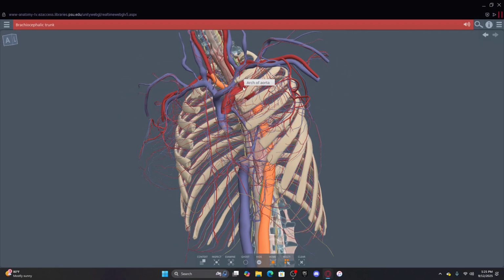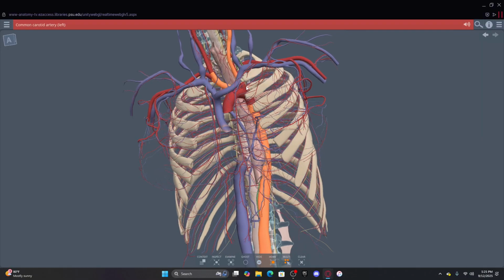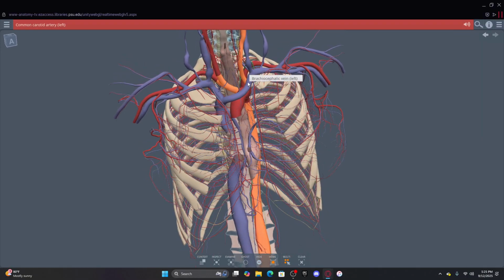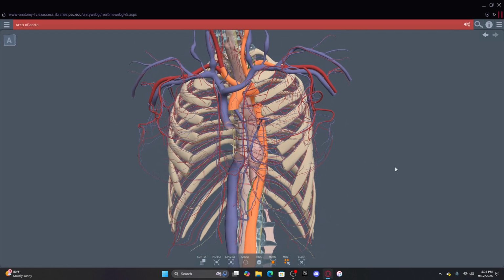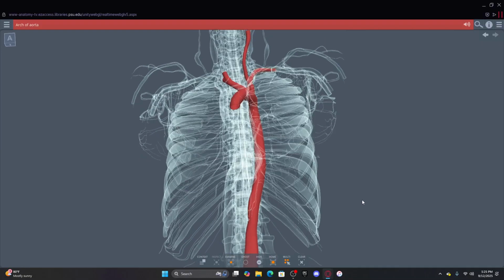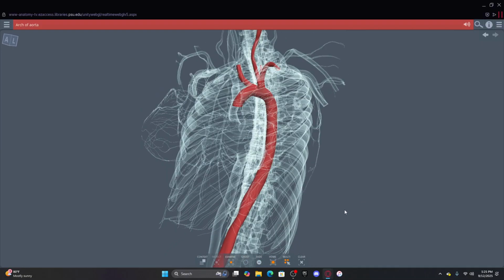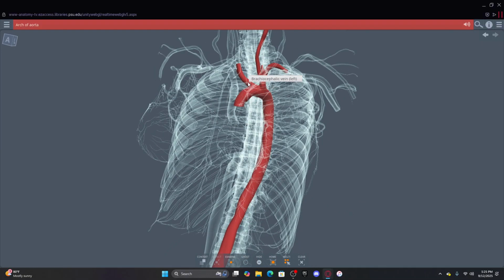We have our left common carotid, and then we have our left subclavian artery, right? So those are all of our branches off of our arch of our aorta, or off of our aorta. We can say that plainly. So you can see the branches here: our brachiocephalic trunk, left common carotid, left subclavian artery. So these are all arteries.